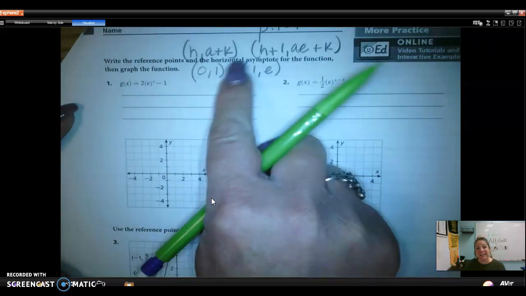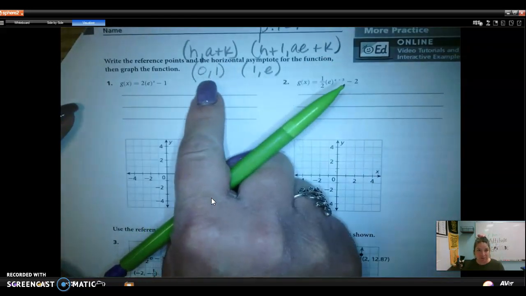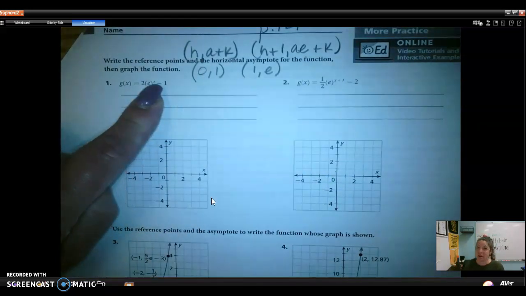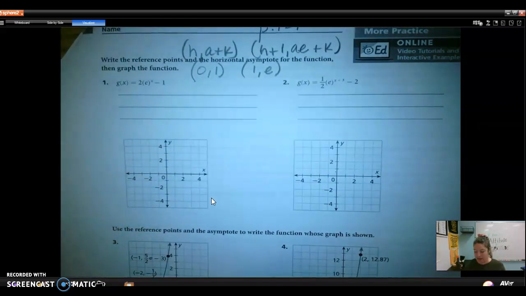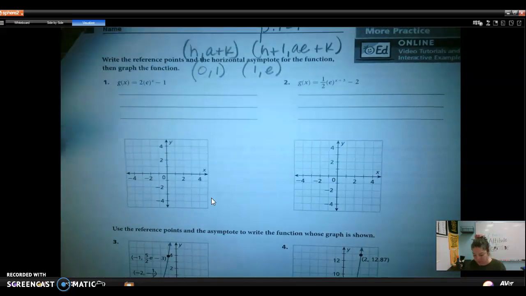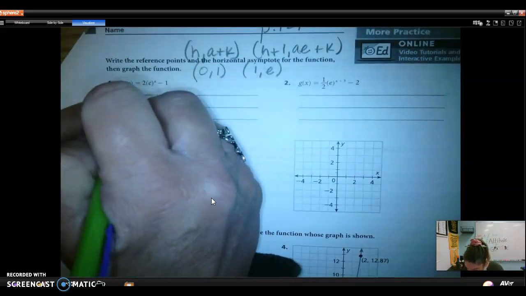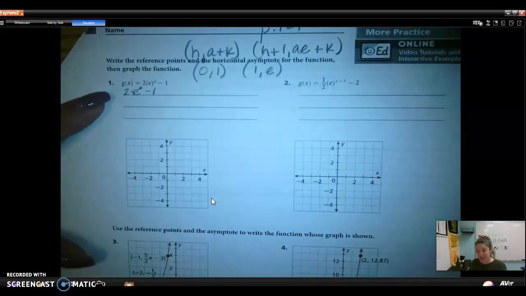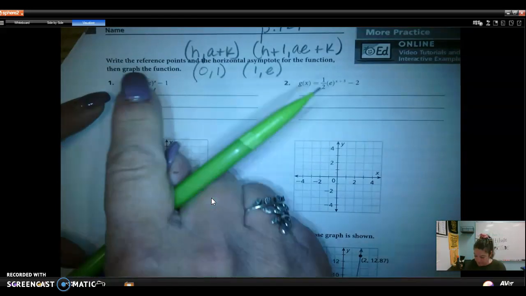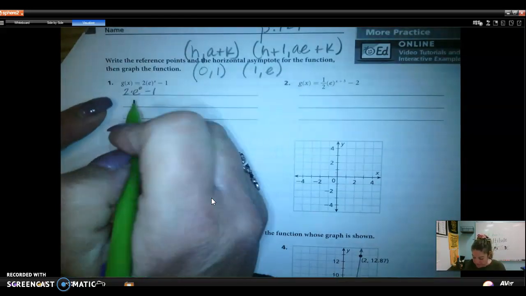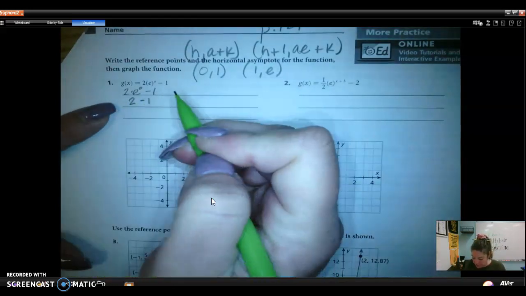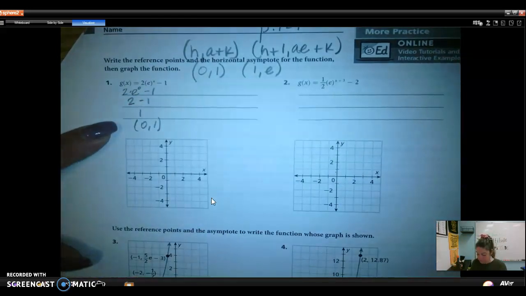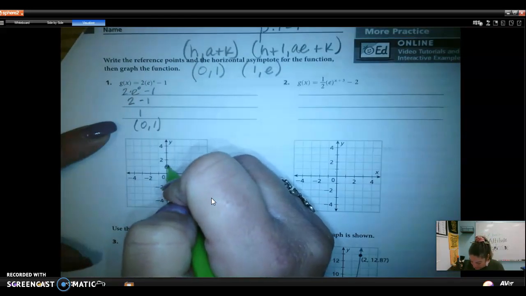So using these ideas, our first reference point is H, and then A plus K. This function is not going left or right, so I'm okay to use my H as 0. I'm going to plug in a 0 right there. So 2 times e to the 0 minus 1. Remember, anything to the 0 power is 1, so this becomes 2 minus 1, which is just 1. So my first reference point is 0, 1. I'm going to go plot that point.